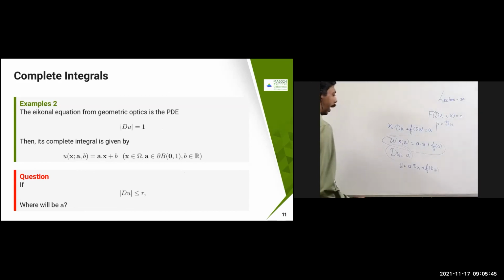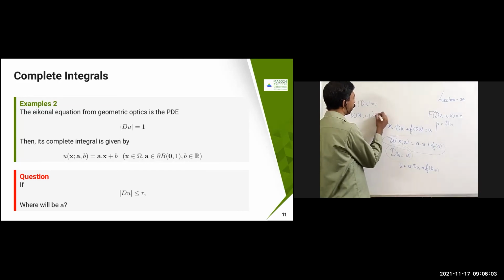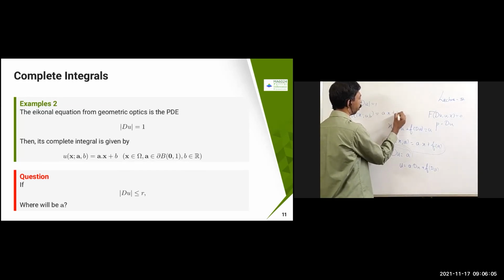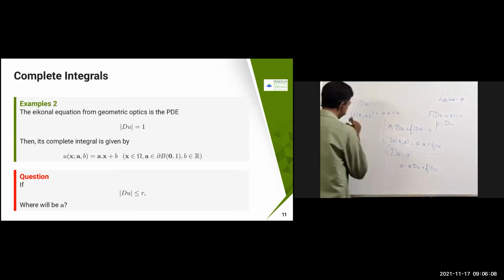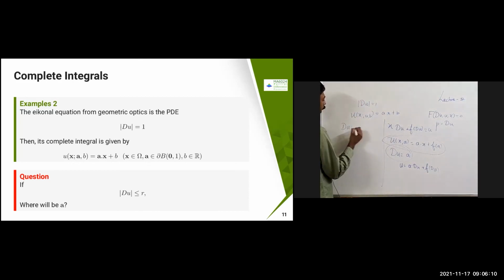Similarly, let us take an eikonal equation, mod Du equal to 1. For this problem, the complete integral is going to be u of x comma a comma b, because I can have b also here. In this case I take a times x plus b. So Du is simply a, because b is constant and I am differentiating a times x with respect to x only. So Du is equal to a, and mod Du is going to be mod a.